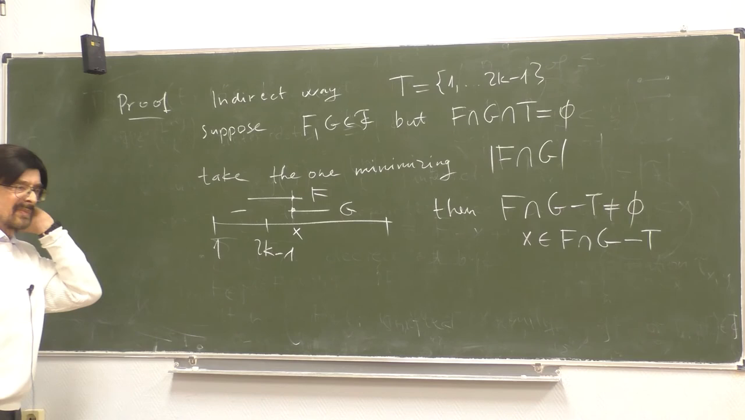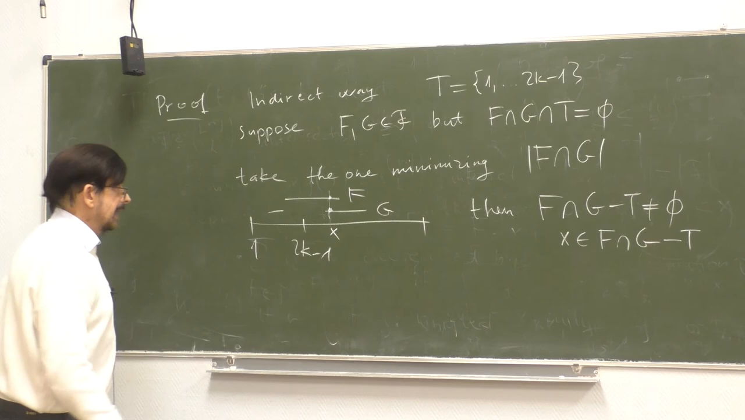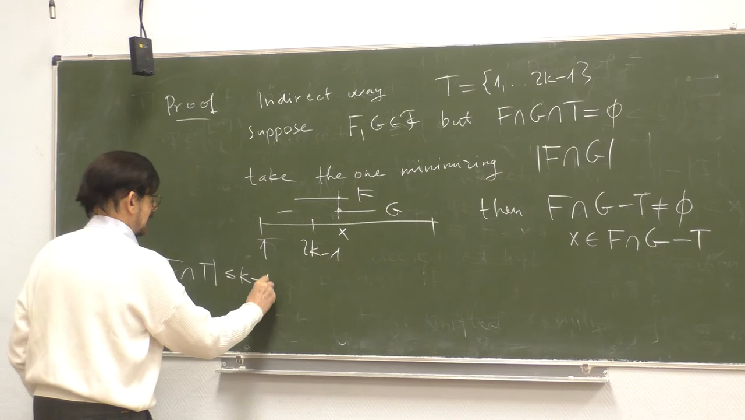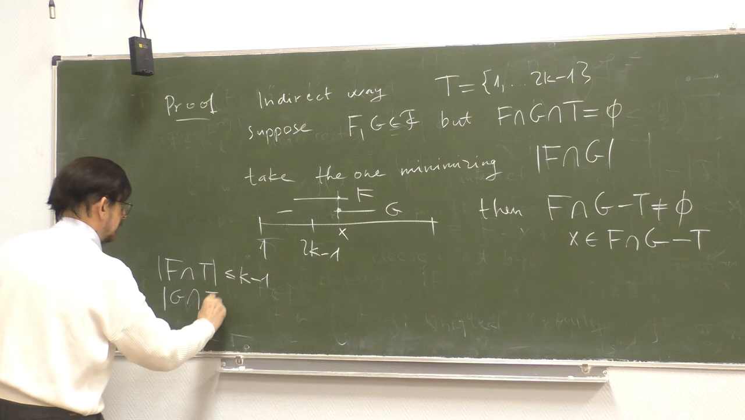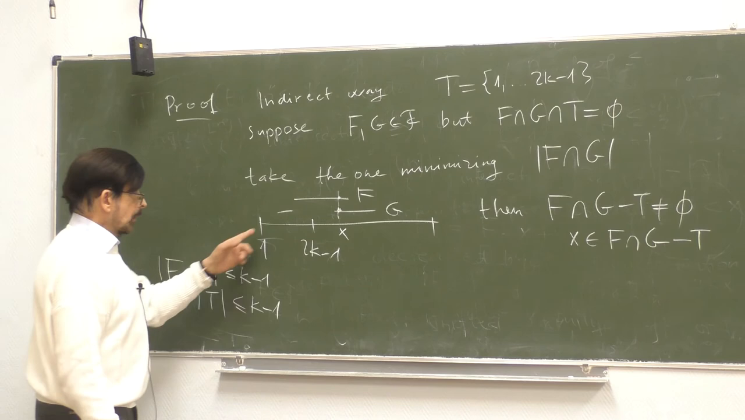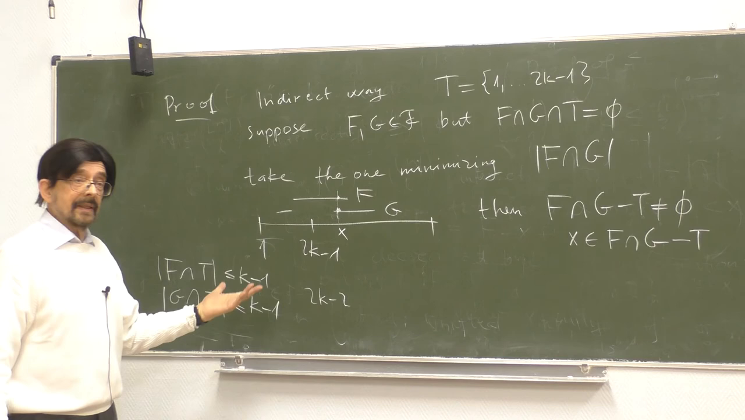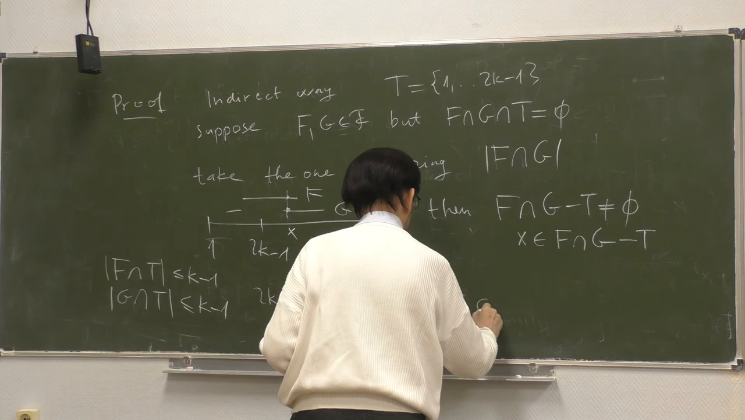And what happens here? Since they have at least one element outside, they can have at most k minus one elements inside. So all of it can except this X. And the same is true for G. So what is covered here is 2k minus 2. So 1 is missing. So there is a y which is not in F and not in G.